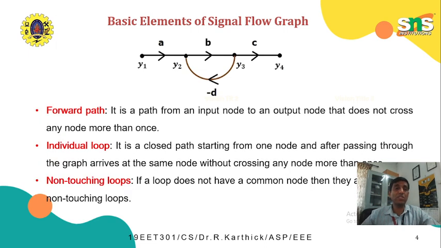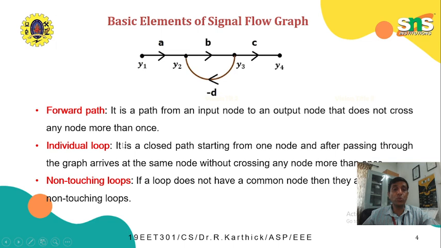Now, what is a forward path? It is the path from the input node to the output node which does not cross any node more than once. You can see y1 is the input node and y4 is the output node. The signal has to travel from the input node to the output node, crossing each node only once. You call that the forward path.